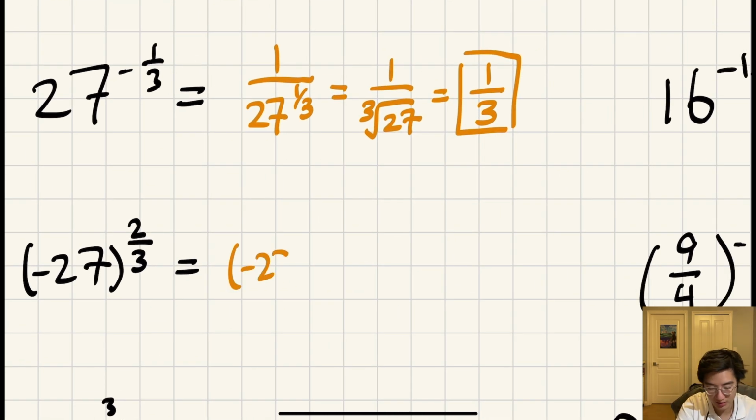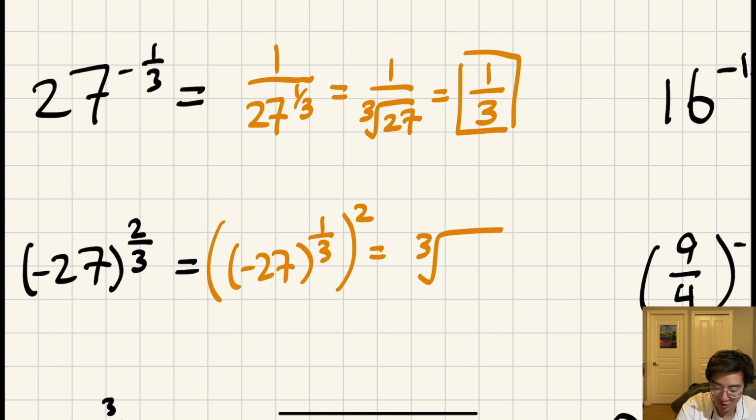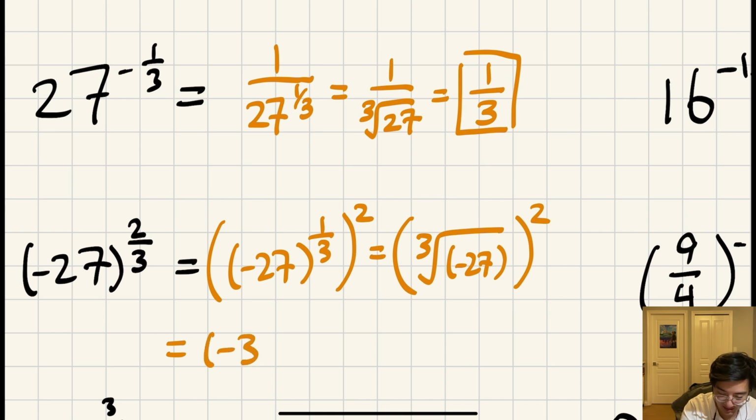All right, next. Negative 27 to the power of 2 over 3. Starting with negative 27, we have that to the power of 1 over 3, and we have the entire thing to the power of 2. Which means we're trying to find the cube root of negative 27, and we'll be squaring the final answer. The cube root of negative 27, as we found earlier, is 3, or negative 3 now in this case. We square that, getting us 9.